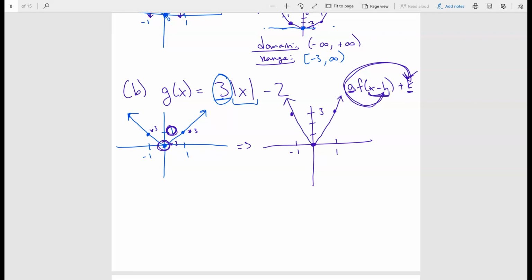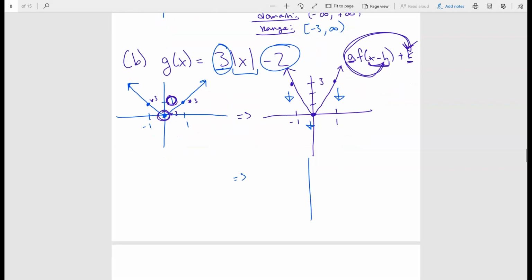Okay, so now we just stretched it up. It's now much faster. And now the last thing that you want to be able to do is just shift this guy 2 units down. So I'm going to go 2 units down. So I'm going to have at 0, you're going to go 2 units down. Okay, so now it's there. I was at 3, I'm going to go 2 units down. So now I'm going to be at 1. So I'm back kind of where I started at. Okay, so my graph looks like this.